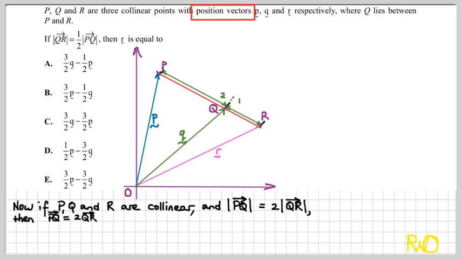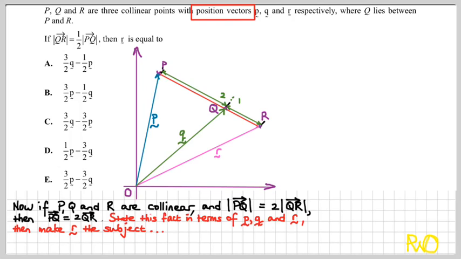I can do vector PQ in terms of all those little P, Q and Rs, and vector QR the same thing, and then I can make one twice the other and solve it for R. That's what I can do. See? How easy is it? But you know, you must have a diagram. Oh boy, must you ever. So we state this fact in terms of P, Q and R and make R the subject.